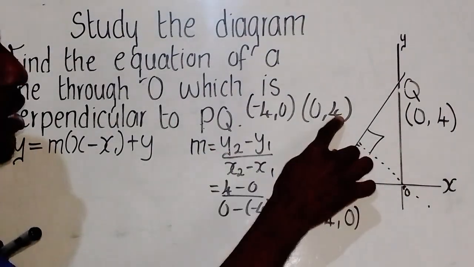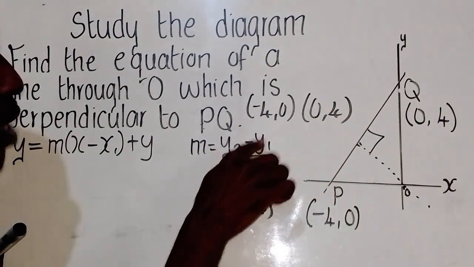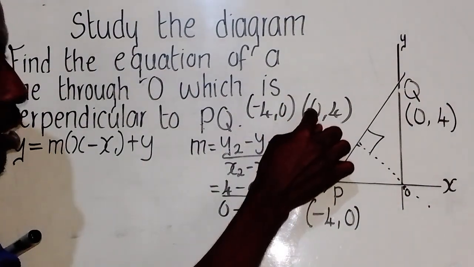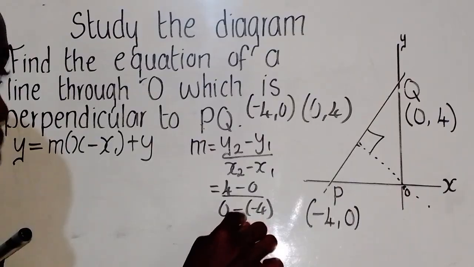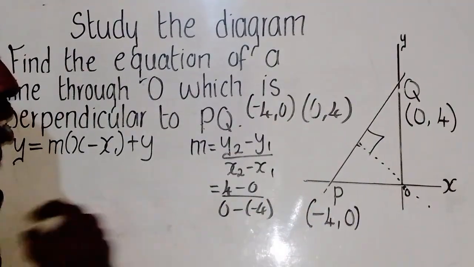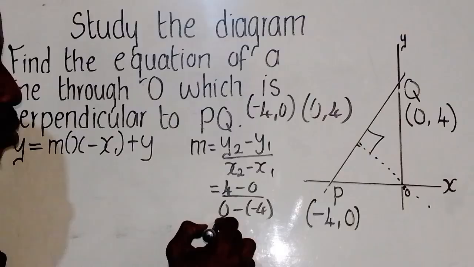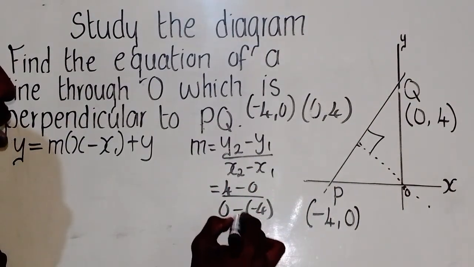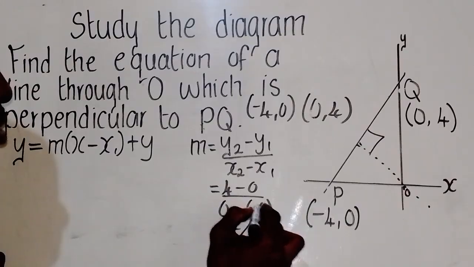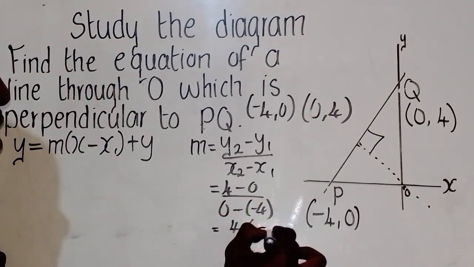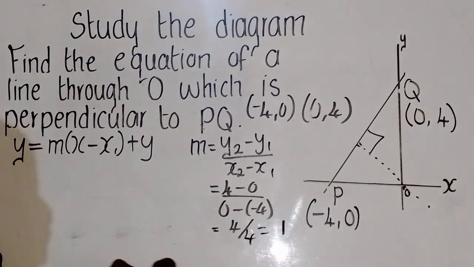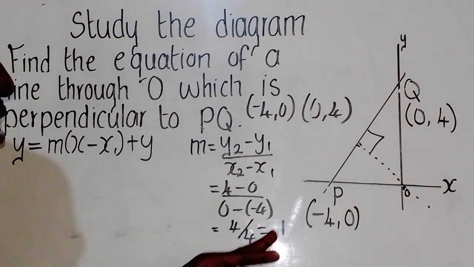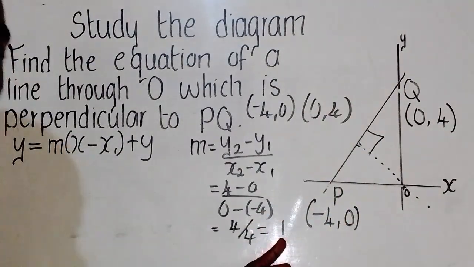So y2 is this one, minus y1, which is the one on top. So x2 is this one, and then minus, which is part of the formula, again minus negative 4. So meaning that it will be now 4 minus 0, it's going to give me 4. Negative times negative is positive. So 4 over 4 is 1. You have seen? Yes. So this simply means that the gradient for P and Q is 1.